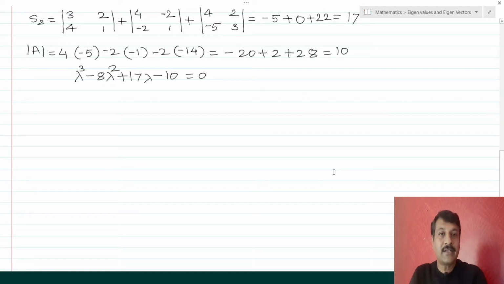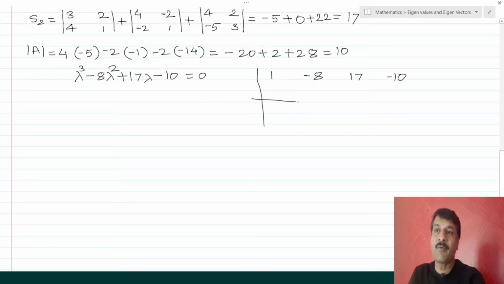So this is the characteristic equation of that matrix A. Now find the roots of this. There are different methods to solve this polynomial equation. One method is synthetic division. You consider the coefficients: 1, then minus 8, next is 17 and minus 10.